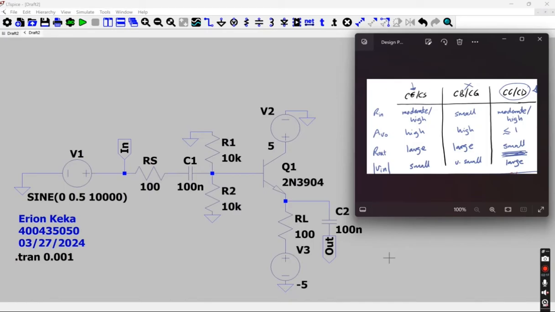Since the common collector topology features a high input impedance, the calculated gain is found to be approximately 1, which aligns with the guidelines of the design project stating that the gain must be greater than or equal to 0.9. In addition, the allowed signal swing of the design project is 0.5 volts, which is considered to be very large, and the common collector, once again, works the best in this calculation.